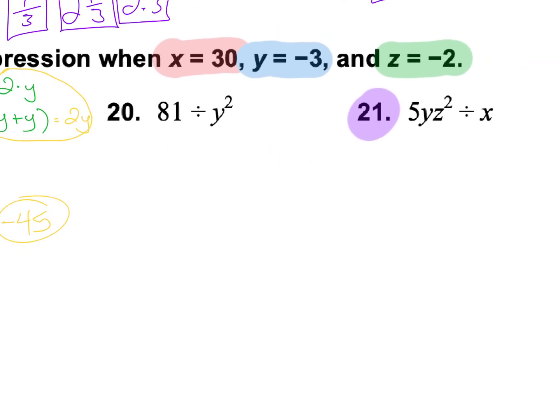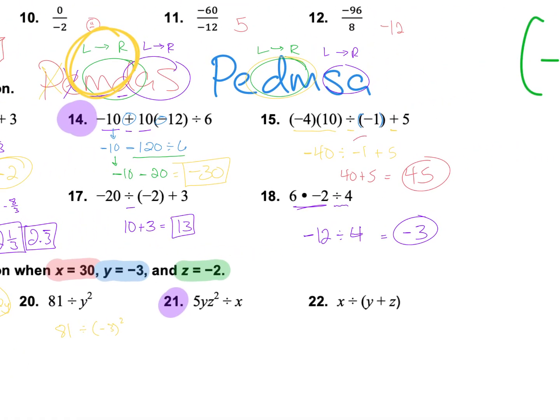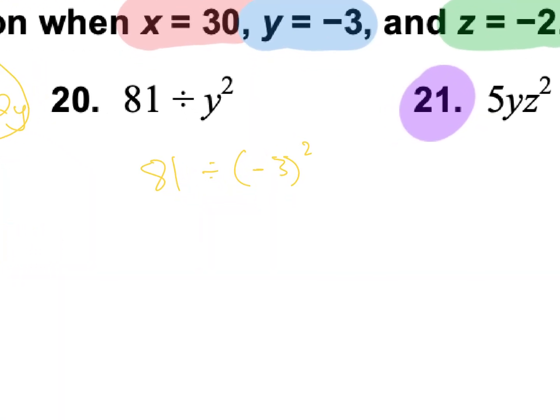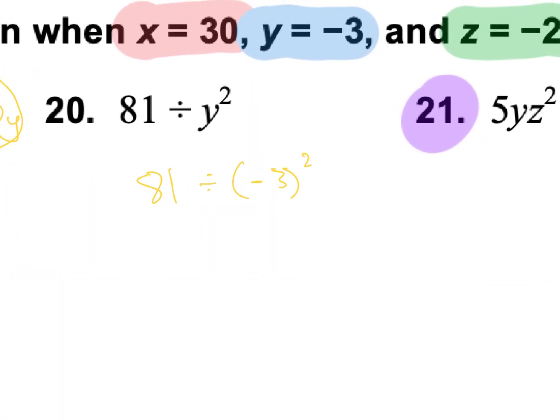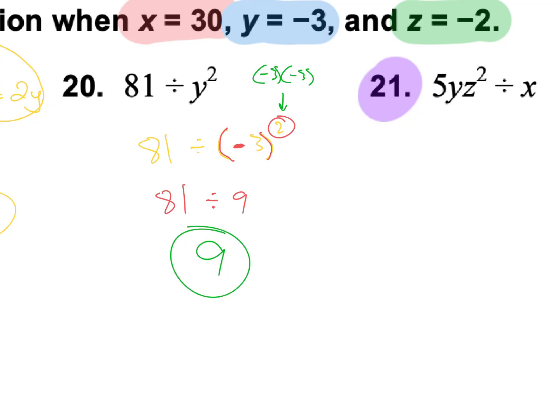Next, we got 81 divided by negative 3 squared. Now, earlier I said, hey, I didn't write down my parentheses somewhere, wherever that was. I think it was right here. I am including the parentheses here. Why? Because this squared is involving that negative, because it's inside the parentheses, okay? So we're going to get 81 divided by 9. Why is it 9? Well, because this squared means we have negative 3 times negative 3, okay? 81 divided by 9 is 9.